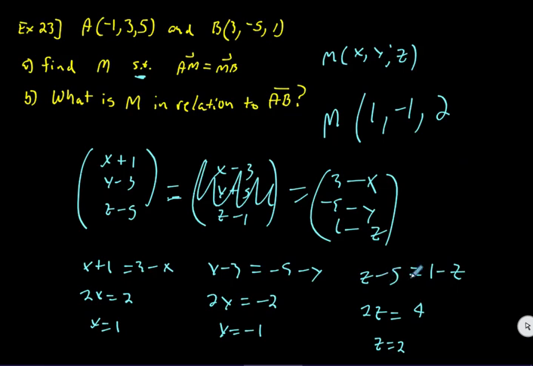Wait, my bad. This should have been plus 5. This should have been 6. So this should have been 2 divided by 6, is 3. So real quick, now I know this is 3, and I was able to find my M.